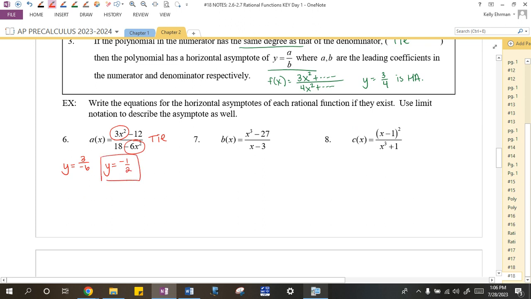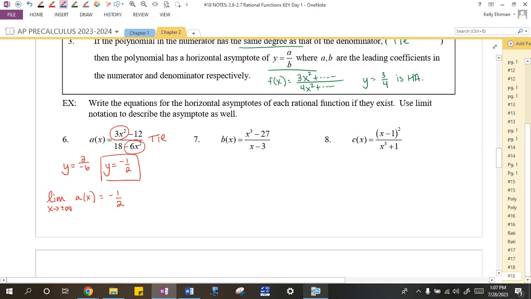How do I write that in limit notation? So with rational functions, what a horizontal asymptote is saying is the limit as x approaches, let's just say infinity. Well, actually, it's plus or minus infinity. Whether you go way far out to the right or way far out to the left, the limit as x approaches those values of a of x is equal to negative 1/2. This is just saying if you were to graph this thing, the y values level out in the long run to negative 1/2.